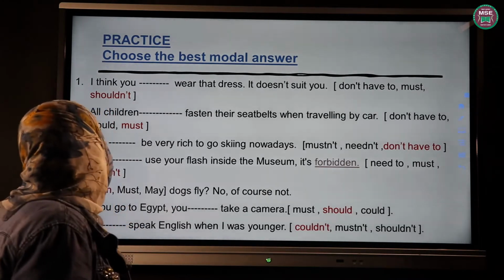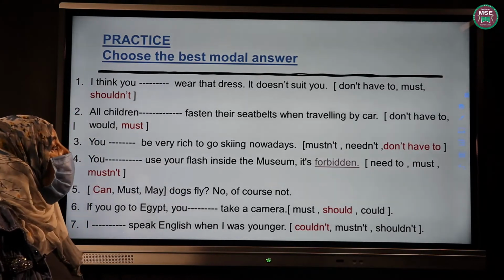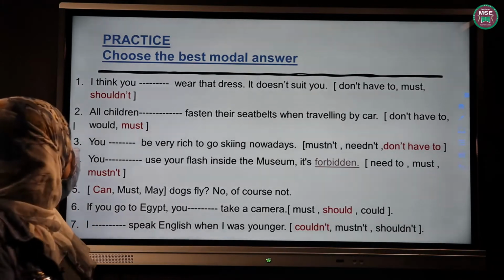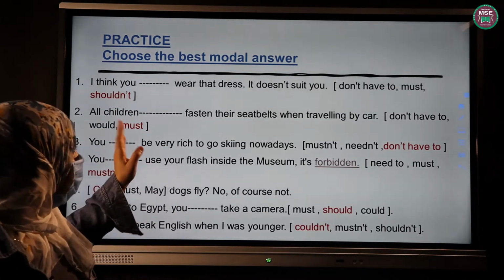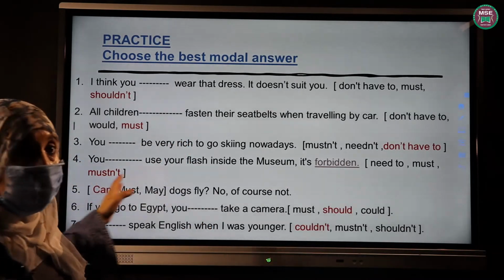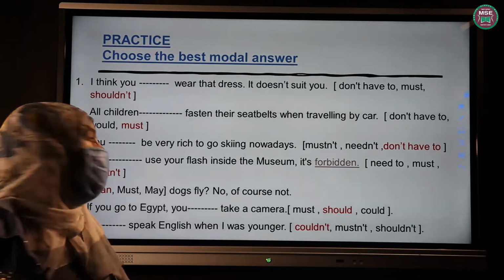Look at you. All children fasten their seatbelts when traveling by car. It's a must for their safety. All children fasten their seatbelts when traveling by car. Don't have to, would, or must. Of course it must, because it's a kind of obligation for their safety.